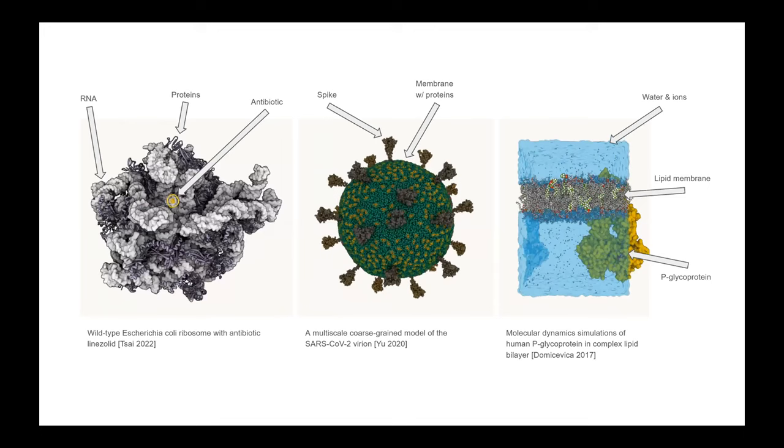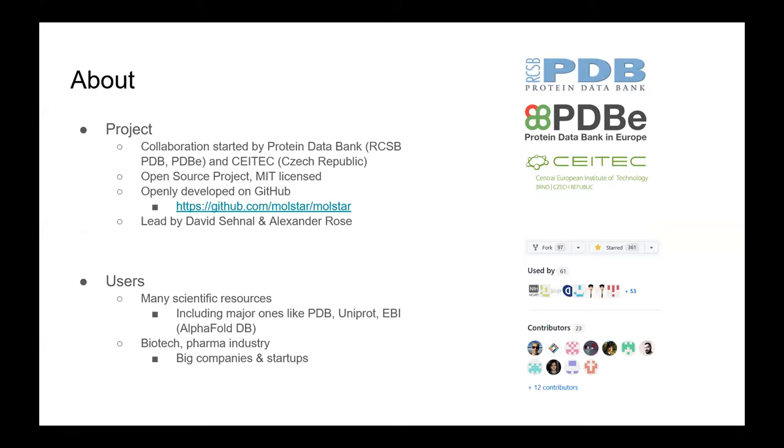Just a few words about the project. It's a scientific collaboration started by two members of the Protein Data Bank, RCSB PDB and the Protein Data Bank in Europe, and a research institute from the Czech Republic. The Protein Data Bank is the primary resource where molecular structural biologists, when they solve these molecular structures with experimental methods, put their data for other people to use. The project is liberally licensed, just MIT, and we openly develop it on GitHub. It was started and is still maintained by David and myself.